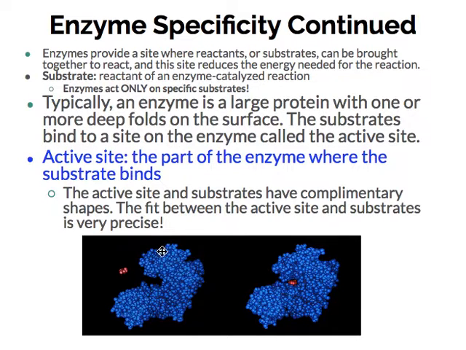Typically an enzyme is a large protein with one or more deep folds on the surface. The substrates bind to a site on the enzyme called the active site. In this case, this little divot here is the active site, and that is the part of the enzyme where the substrate binds. The active site and the substrates have complementary shapes. Notice the substrate, this red piece, the thing that's going to react with the enzyme, looks like it will fit well in this active site, because they have complementary shapes and that fit is very precise.